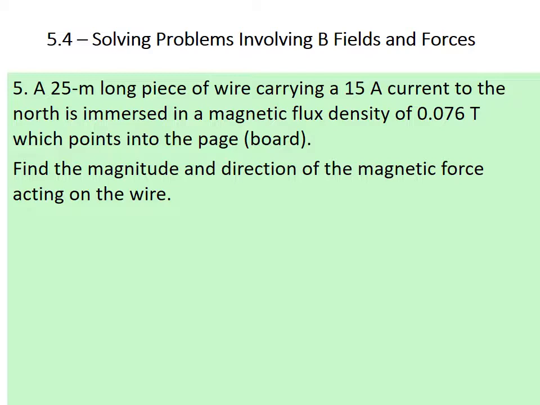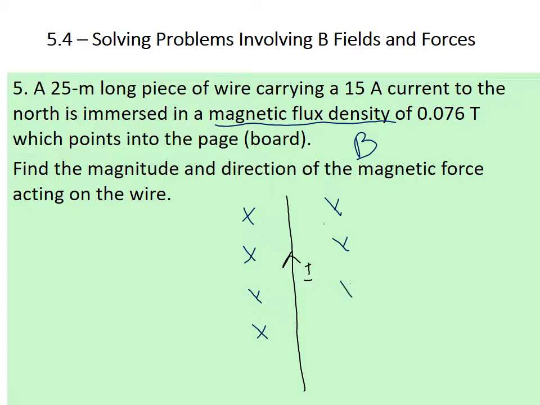So let's start by drawing this wire. A long piece of wire with current going north. And there is a magnetic flux density, that is a B field, which points into the board. So if it's pointing into the board, do I draw X's or do I draw dots? If you said dots, you're incorrect. It's X's. The last thing we see are the tail feathers of the B field as it's pointing into the page. So find the magnitude and direction of the magnetic force acting on the wire.